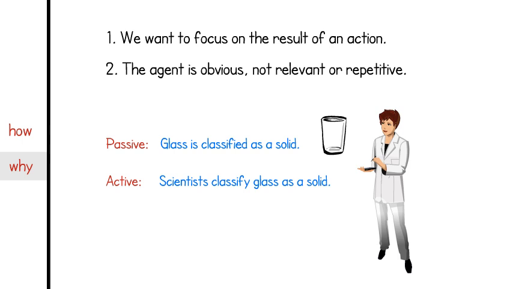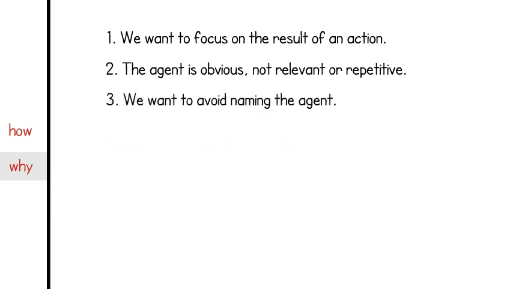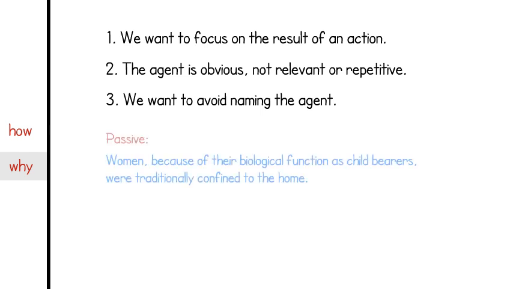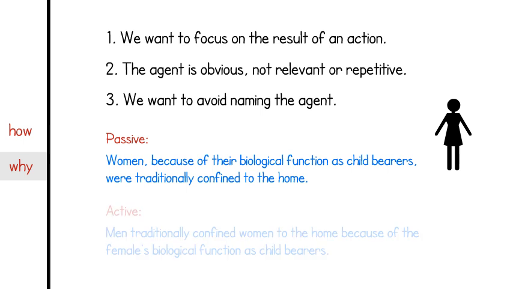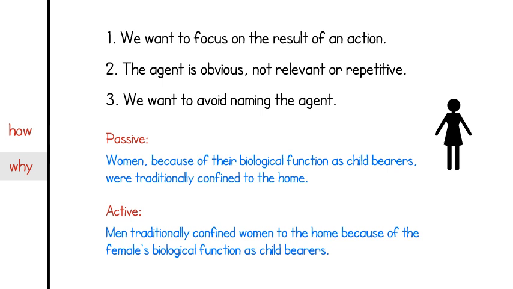Lastly, the passive voice is preferred if we want to avoid naming the agent of the action. For example, we would say, women, because of their biological function as childbearers, were traditionally confined to the home, rather than, men traditionally confined women to the home because of the female's biological function as childbearers.